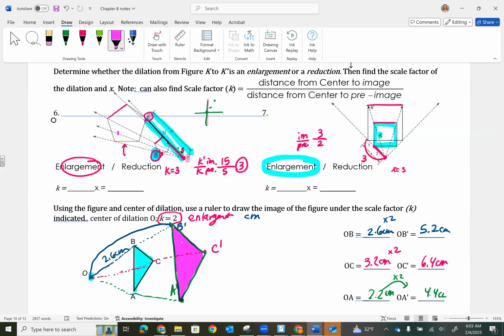Okay, so it's kind of a cool way to dilate your figure bigger or smaller. If you're going to times it by a half, it would make your figure smaller and half as far away. So that's what you're going to practice on your homework.